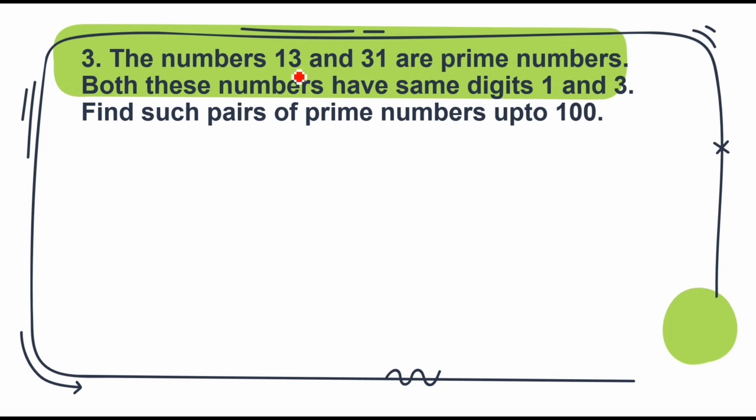Okay, now let's move to the third question. The third question says that the numbers 13 and 31 are prime numbers. Both these numbers have the same digits, 1 and 3. Then find such pairs of prime numbers up to 100. The main question is to find the pairs of prime numbers up to 100. There are two conditions applied: those two numbers should be prime numbers, and they should have the same digits.